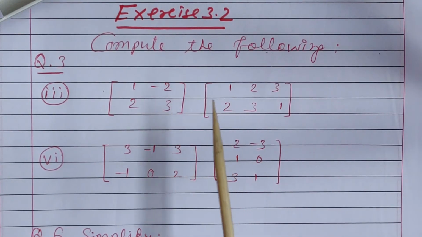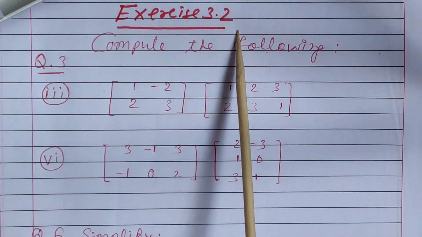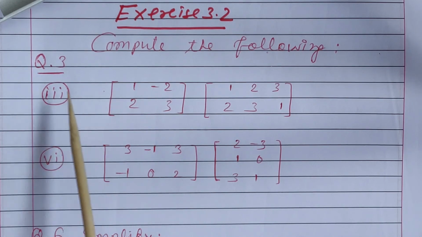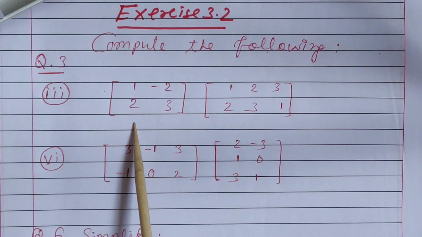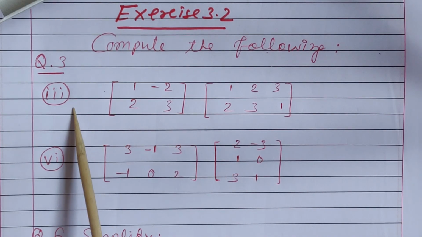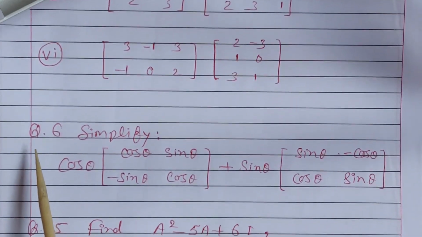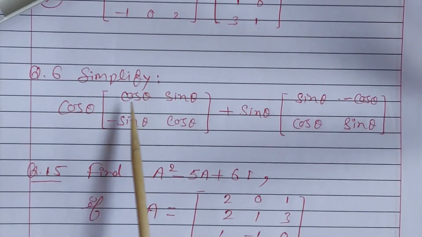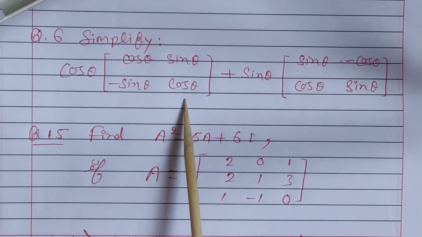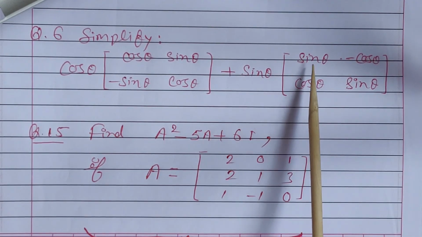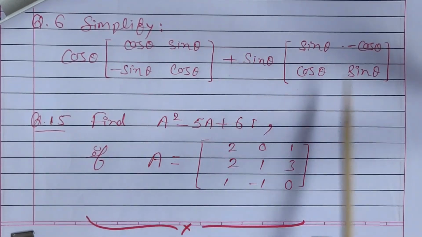Now students, finally your homework will be from exercise 3.2. These are very simple questions. Question number 3, you have to compute the following, means you have to multiply these 2 matrices in third part and sixth part. Again, question number 6, you have to simplify cos theta into cos theta sin theta minus sin theta cos theta plus sin theta in sin theta minus cos theta sin theta. You have to multiply it and adding.